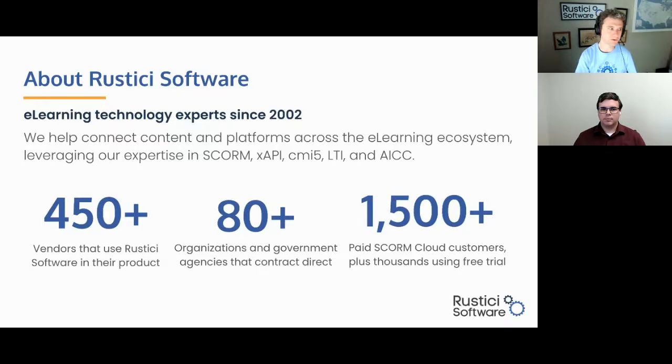Through those three things, we've made our way out into many different applications, 450 or so vendors out there, 80 or more governments. And SCORM Cloud is a platform I hope you use for free, but over 1,500 people pay for it every month, and we're doing some cool things in that tool as well.